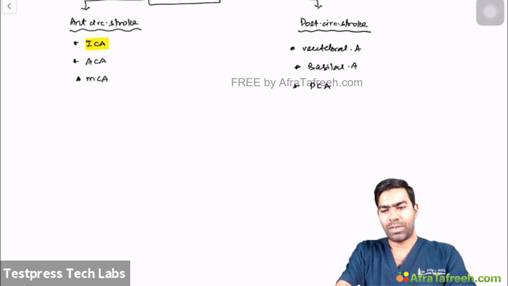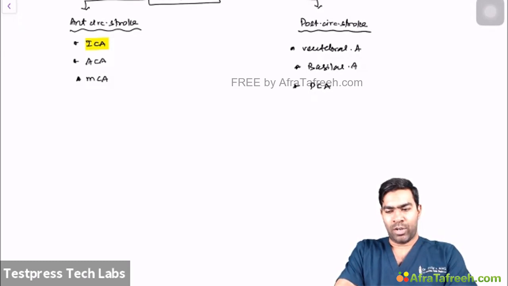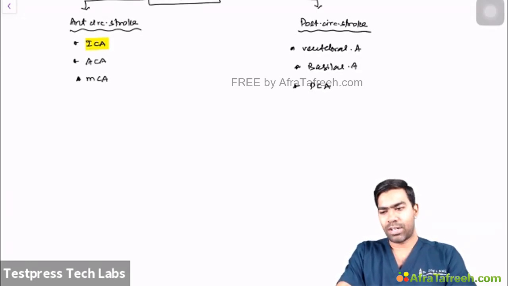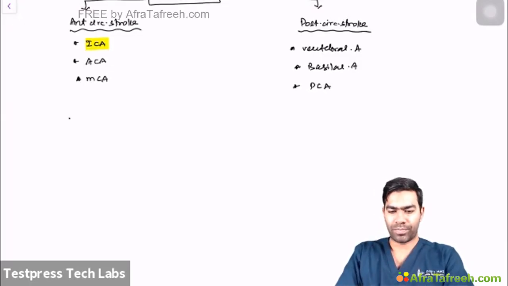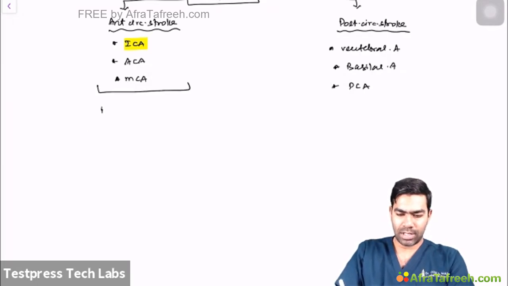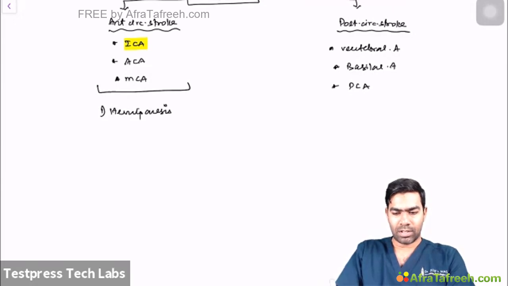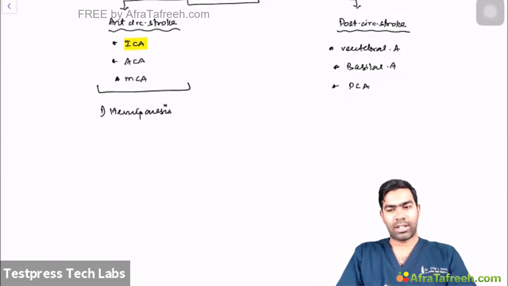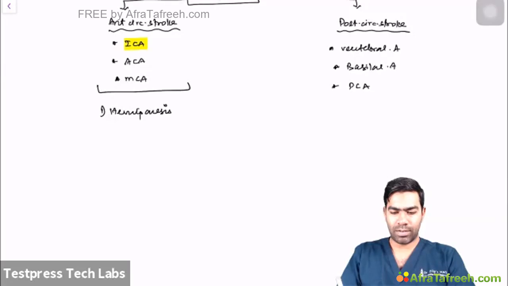But here are some common features between anterior circulation stroke versus posterior circulation stroke. If you have some clinical features based on anatomy, you can tell it is an anterior or a posterior circulation stroke for sure. For example, listen carefully: presence of hemiparesis can tell you probable anterior circulation stroke, but it's not sure because you need to evaluate for other features.